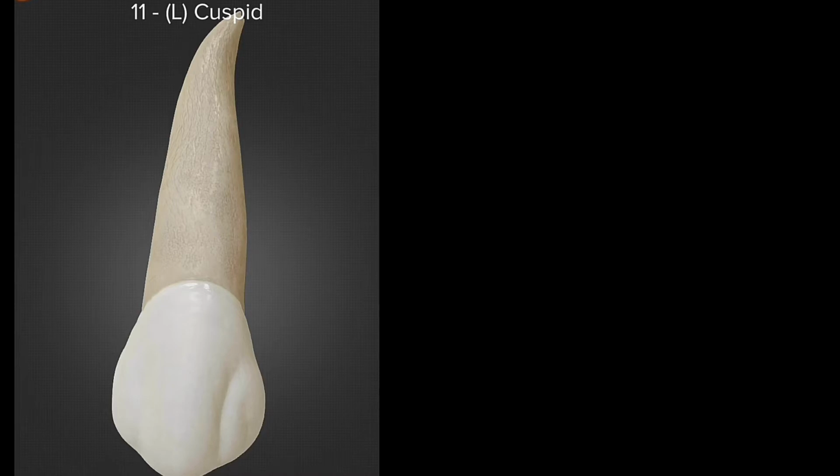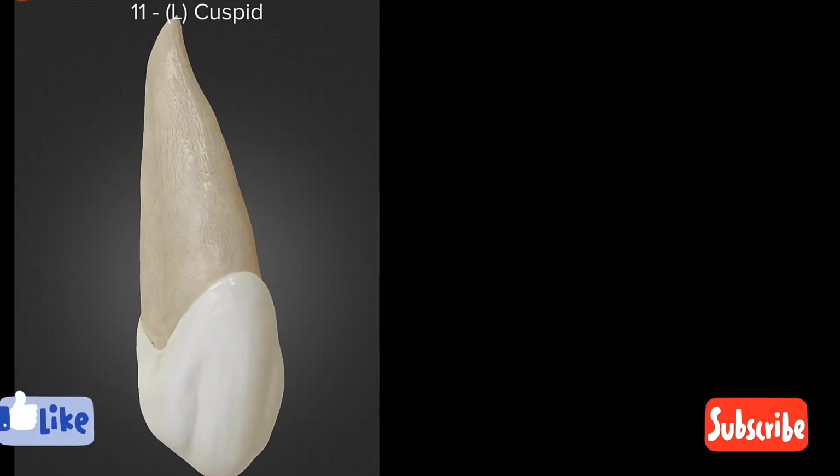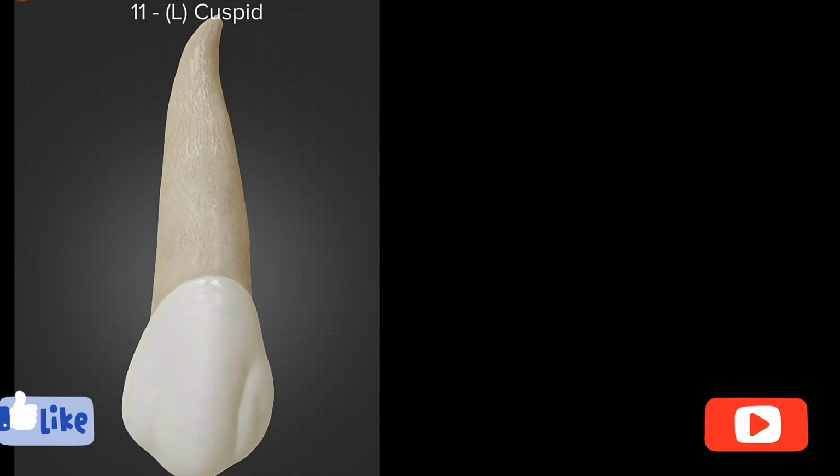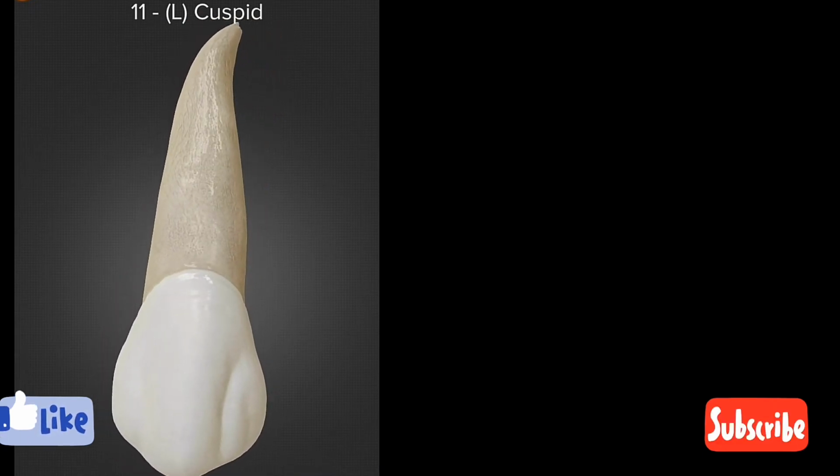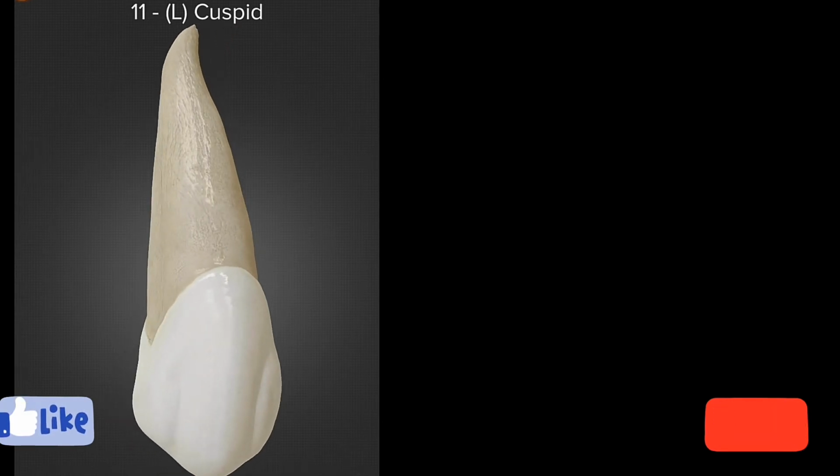Hello guys, in this video we're going to talk about the maxillary canine. So this is the left maxillary canine and this has the single root. This tooth lies at the third place from the midline and it is present in both the maxillary and mandibular arch. So let's start with the chronology.